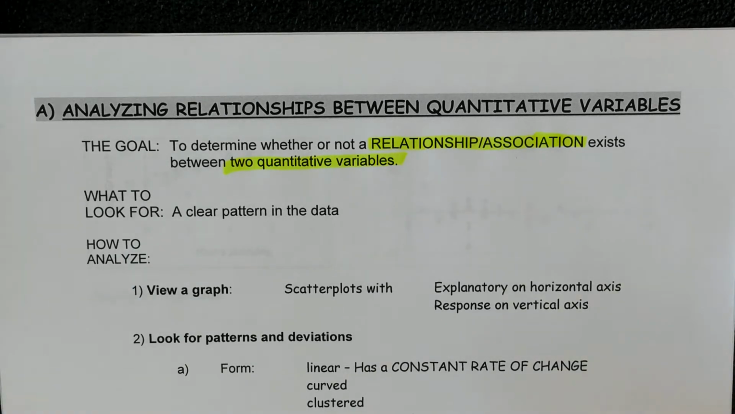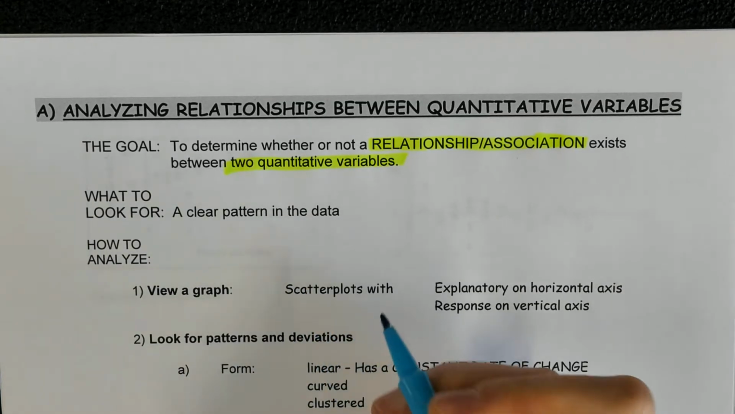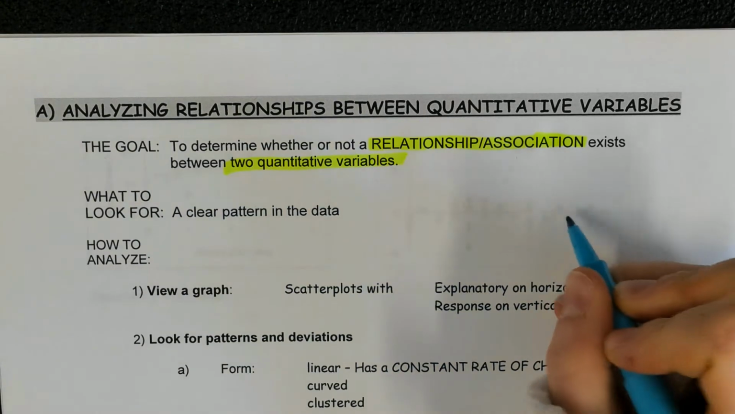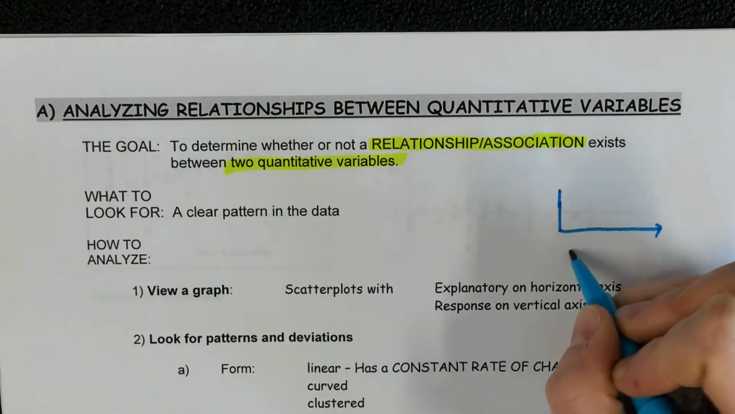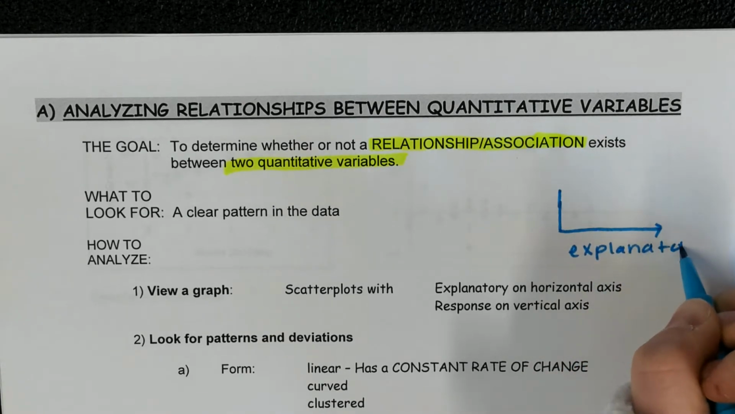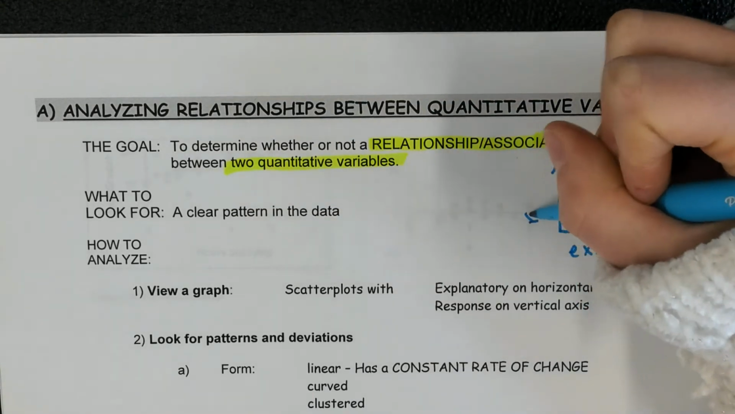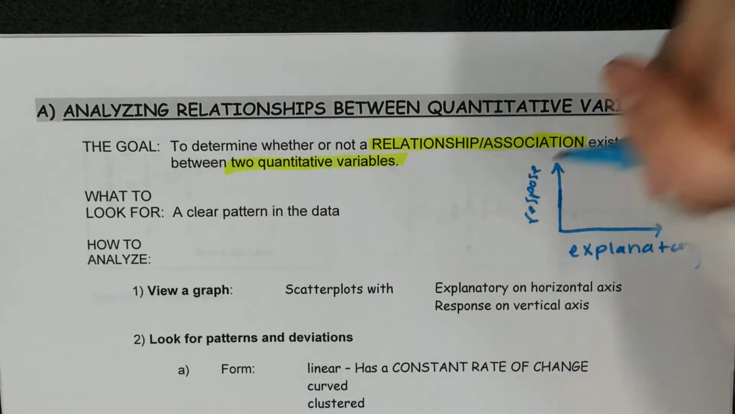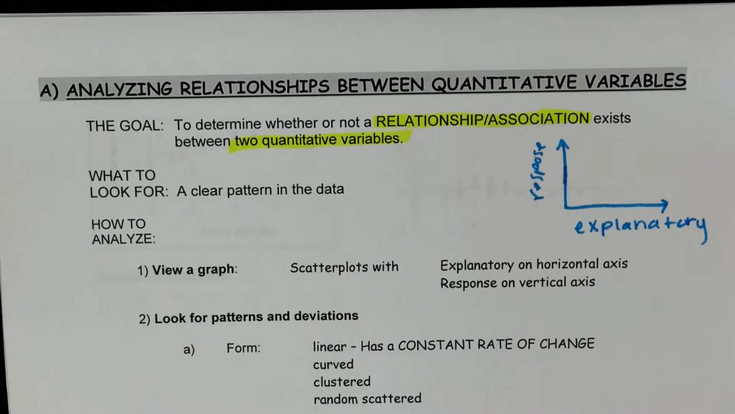So how are we going to do this? What you are going to do is make a scatter plot. Scatter plots are going to become our best friends. And when you make your scatter plot, remember from last unit, we have our explanatory variable down here on our x-axis, and on our y-axis we have our response variable. So let's talk about what this looks like.